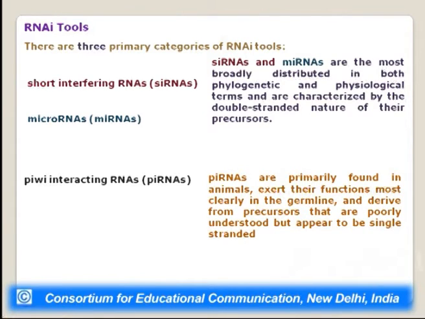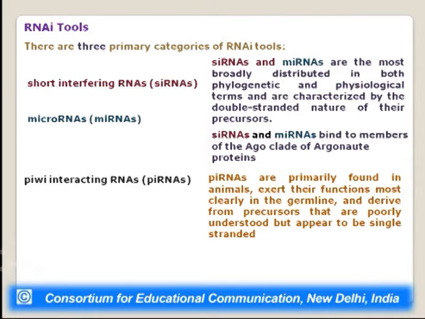piRNAs are primarily found in animals, and they exert their functions most clearly in the germline. They derive from precursors that are poorly understood but appear to be usually single-stranded. The siRNAs and microRNAs bind to members of the Ago clade of the Argonaute proteins, as we will see down the lane.